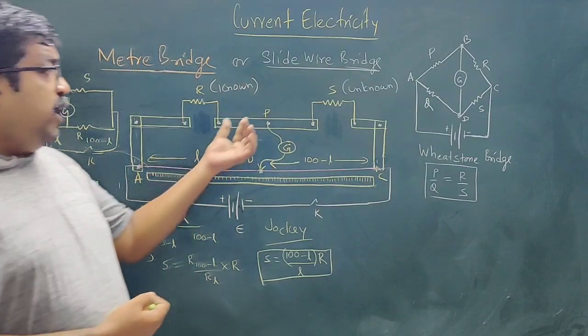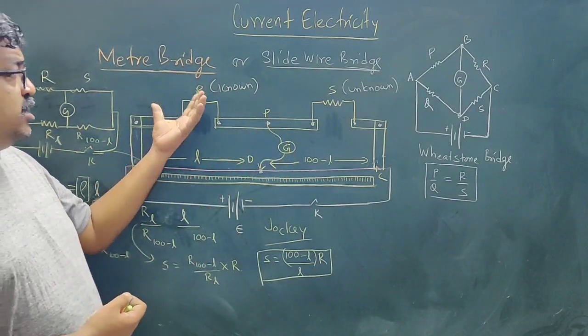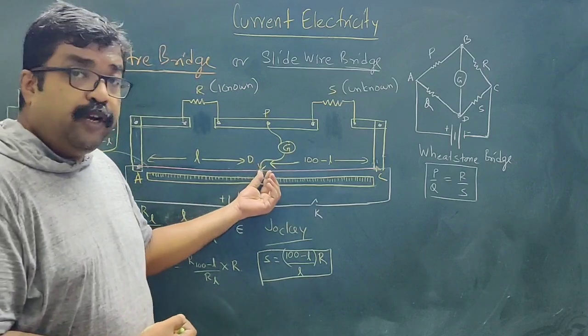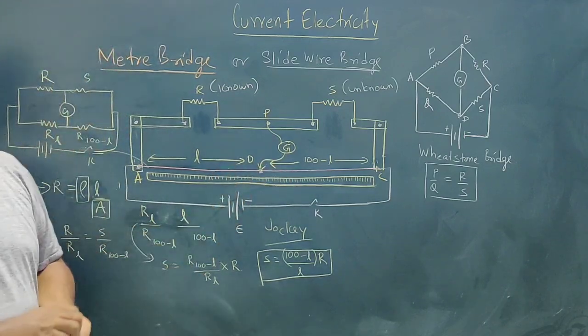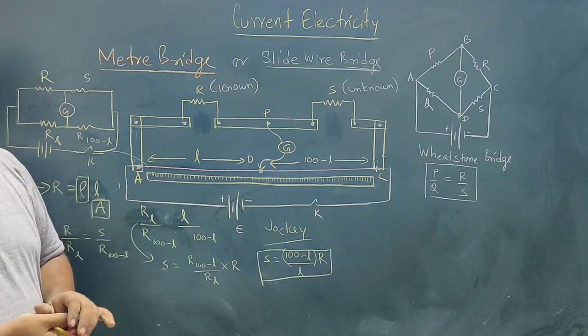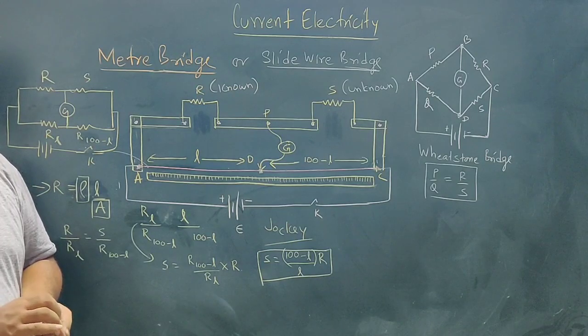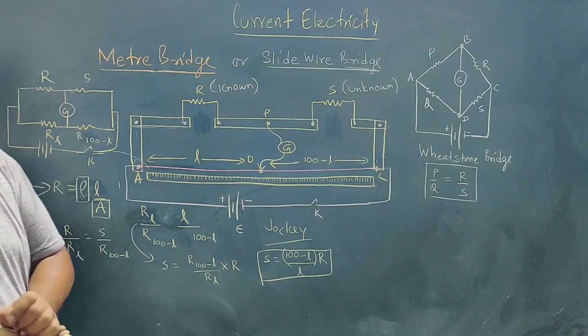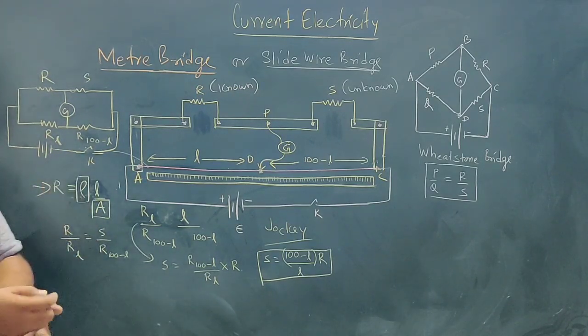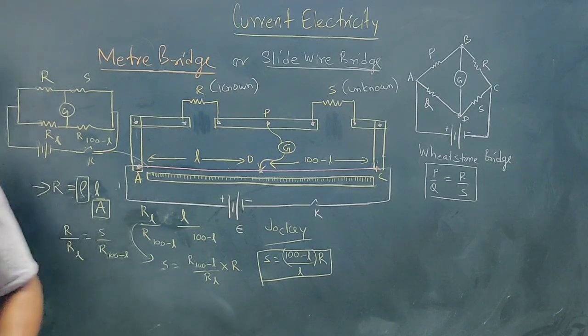So to avoid error in the meter bridge experiment, the known resistance is adjusted so that the balancing point is obtained near the central region. That is the one important precaution that you need to take while doing this experiment. So this is the working of meter bridge for determination of unknown resistance.